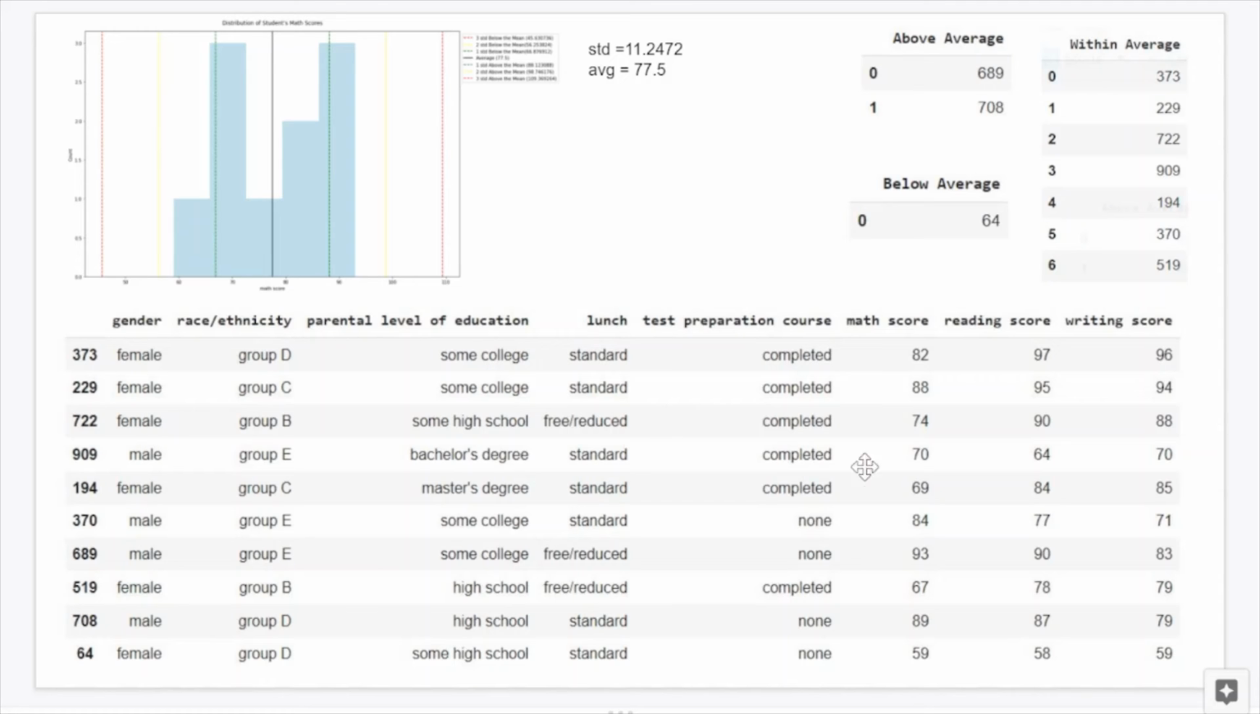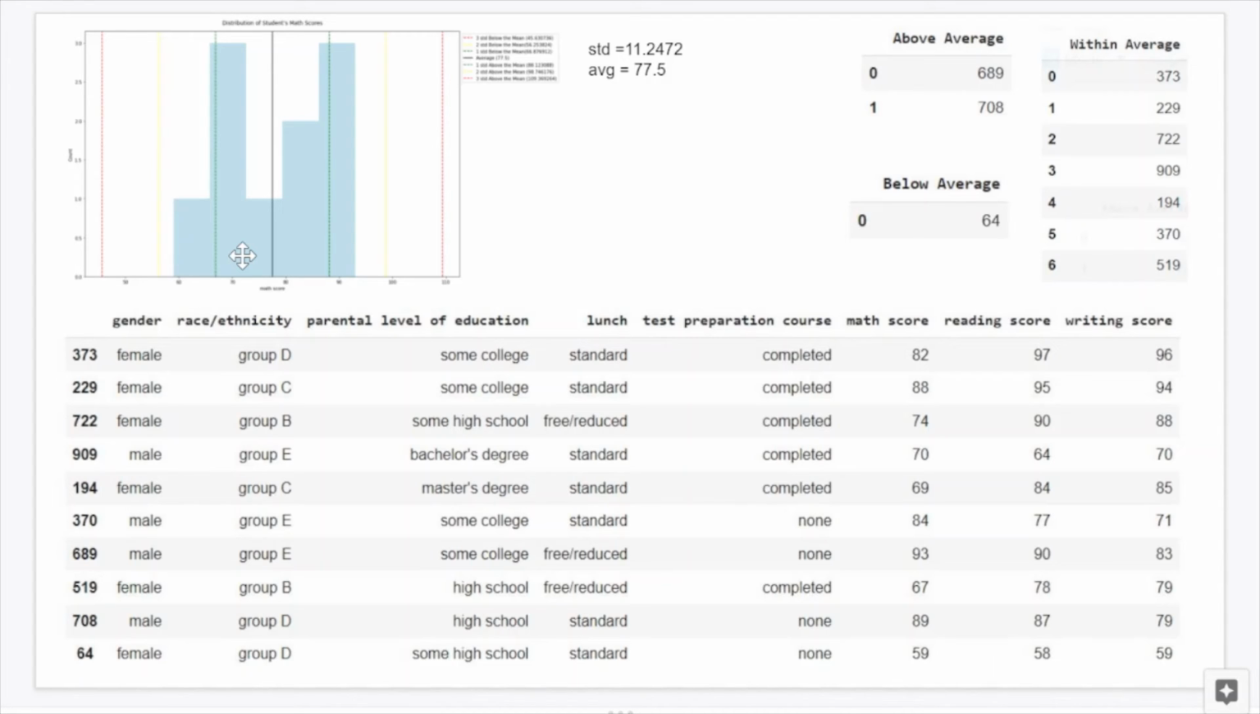Student 722 got a 74. Now 74 is right about here, so this student is 1 standard deviation below the mean, right? So they're within 1 standard deviation below the mean, meaning that they're still within average, because they are still within that plus or minus 1 standard deviation from the mean, between the two green dashed lines, if you want to think about it that way graphically.